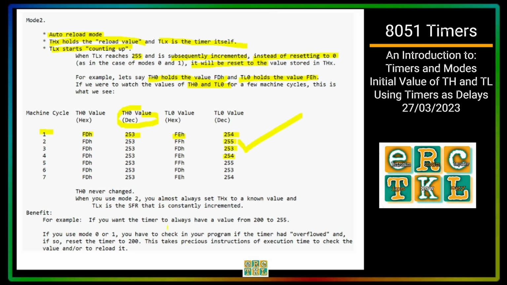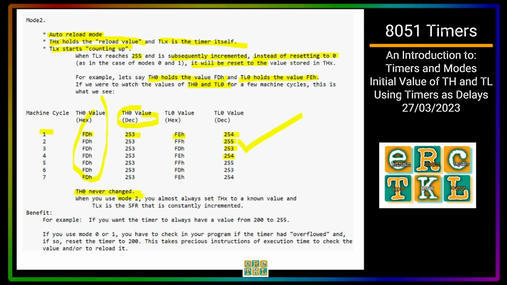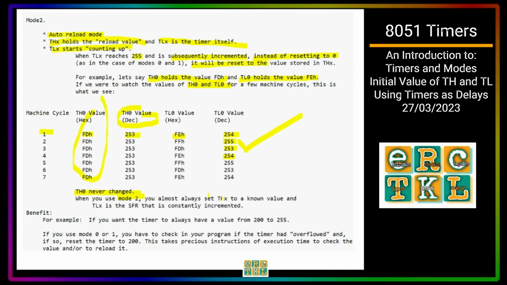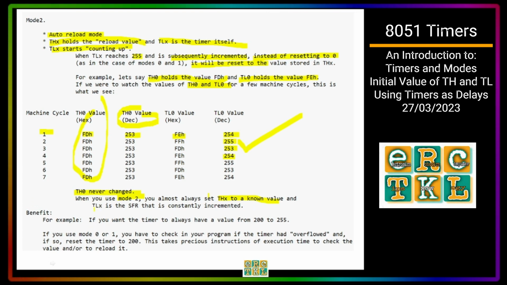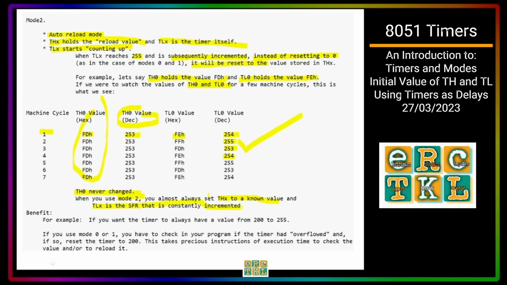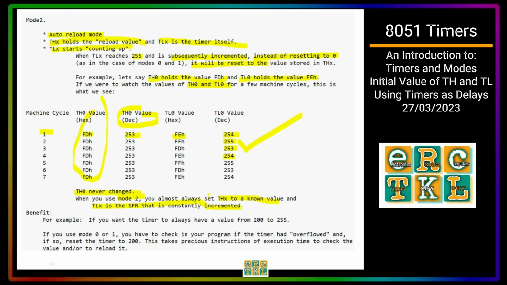Next, TH0 will never change, of course, because TH0 is like the limit. And when you use mode 2, you always set or put a value to the THX. You will see that when you see some example programs in theory, but we don't have them yet. Now, TLX is the special function register that will always be incremented. What is a register? A register is like a temporary storage of data or address or a value, temporary. And it's 8 bits. That's what we call a register.